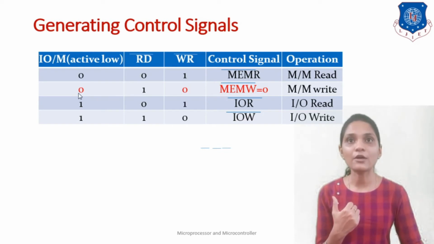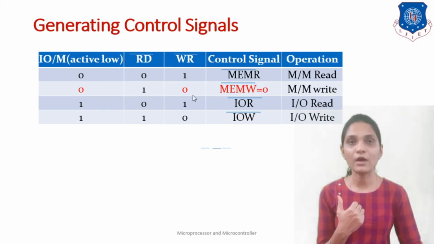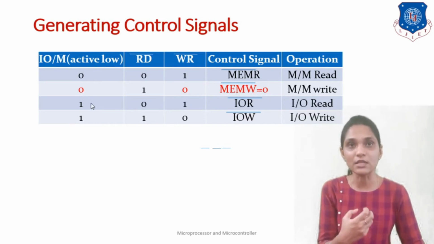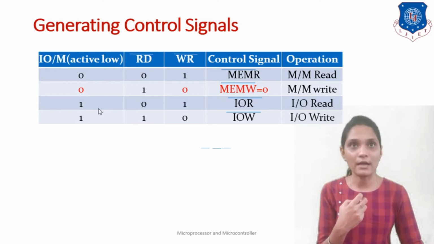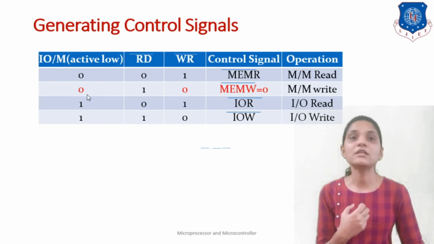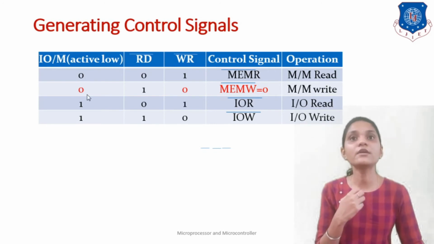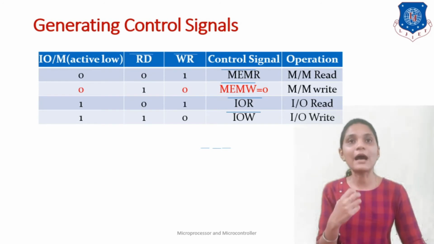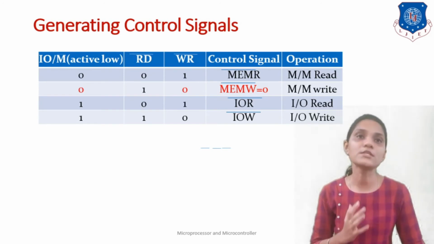So whenever your IO/M bar is 0 and WR bar is 0, you are required to generate the memory write control signal. So if we summarize this, we require some gate or circuitry to combine this IO/M bar and WR bar, and in that combination, whenever its inputs are 0 0, its output should be 0.